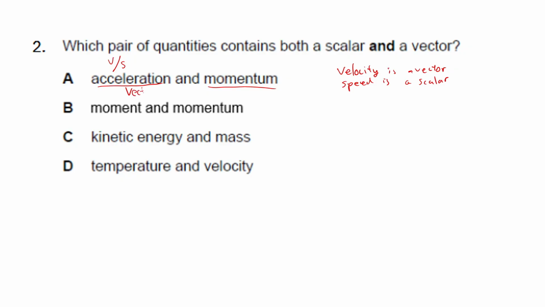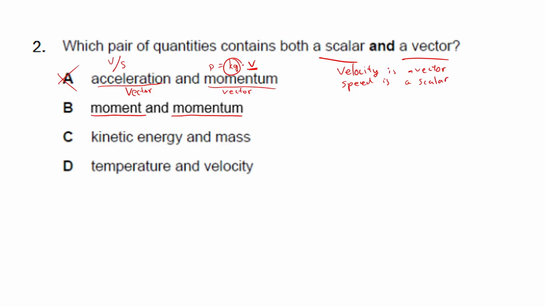I should write vector out. Momentum is p, which is equal to kilograms times velocity. We know that mass is a scalar, and velocity is a vector, so this also becomes a vector. And since we're looking for a scalar and a vector, it's most likely not going to be A because both values are vectors. And then we have momentum and moment.